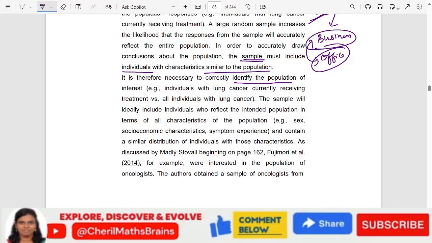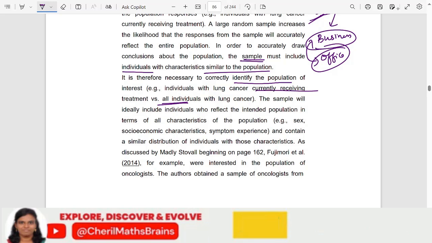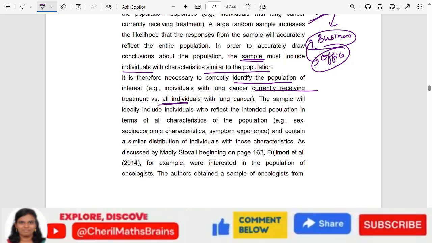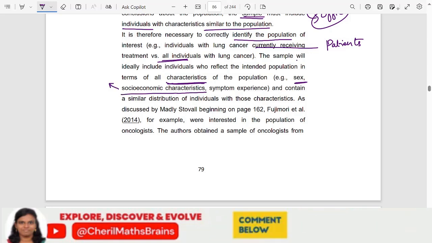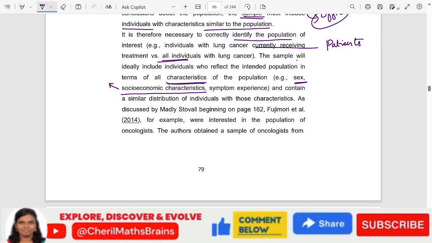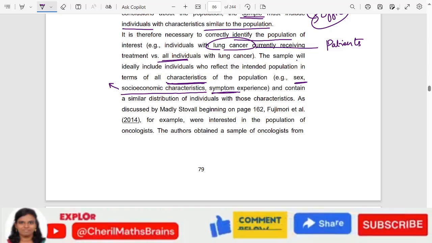Next, here they have given an example. There are individuals with lung cancer who are receiving treatment, and everybody has the same problem. When we do this, we'll see that there will be a lot of characteristics among the population. This is only going to deal with patients. The patients will vary in terms of their sex, male or female, socio-economic characteristics, how they are in society and what their economic background is, and their symptoms. Every person with lung cancer will not have the same symptoms. They will have different symptoms. So the population has characteristics like these.